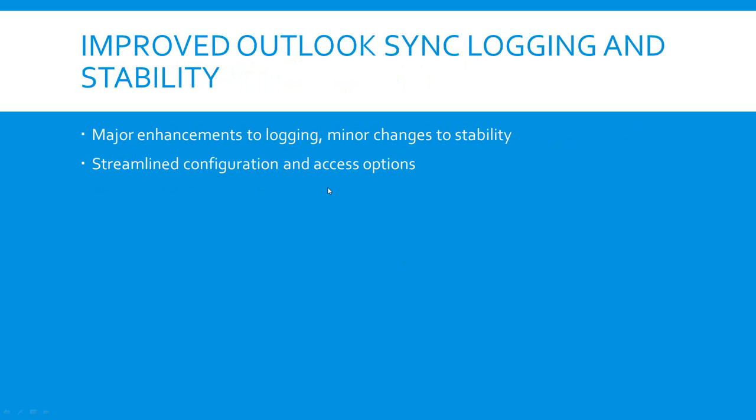Again, in 17.0 they had the option to do a one-way sync between Act and Outlook. And in 17.1, they added the ability to log and see a log of what happened. It's also easier to configure, and they changed some stability options with that.